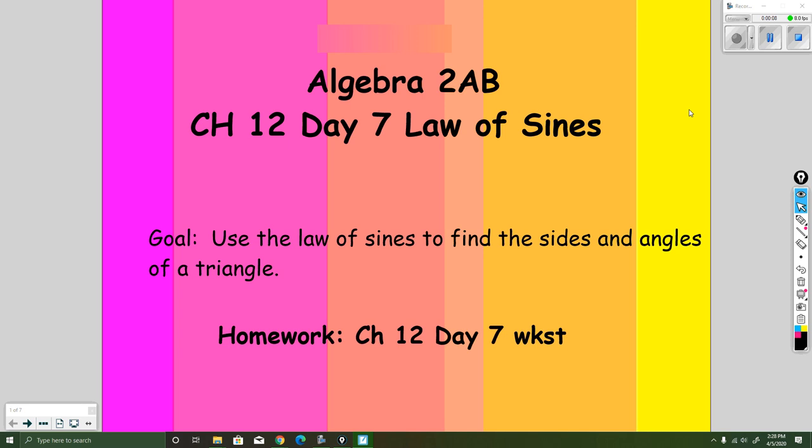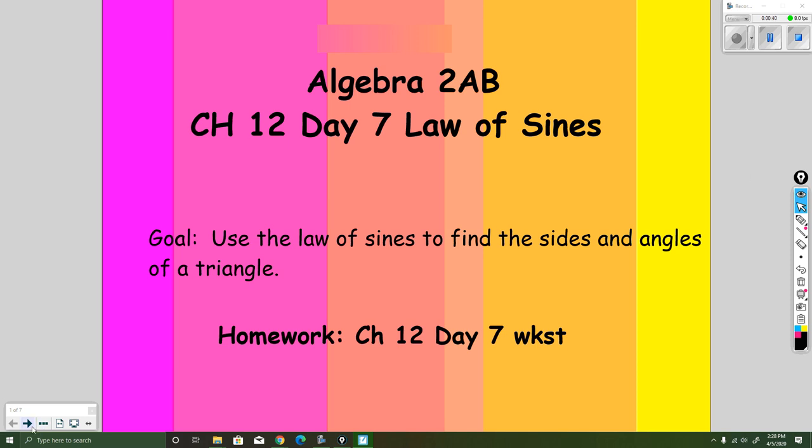Now our focus is going to be away from right triangles. Everything that we've done so far within Chapter 12 has been focusing on right triangles. Right triangles are very important to cover because we can make many different objects out of them. Well, let's say we have something that's not a right triangle. How do we solve that triangle if it's not right? That's what we're going to talk about today. So we're going to use the law of sines to find sides and angle measures within a triangle.